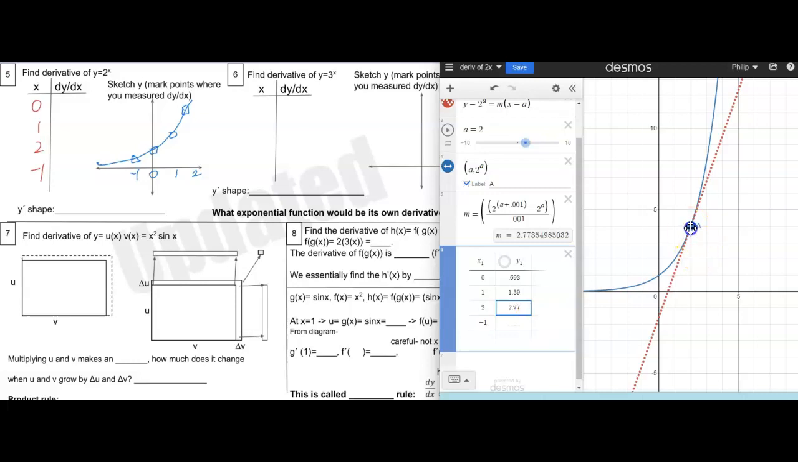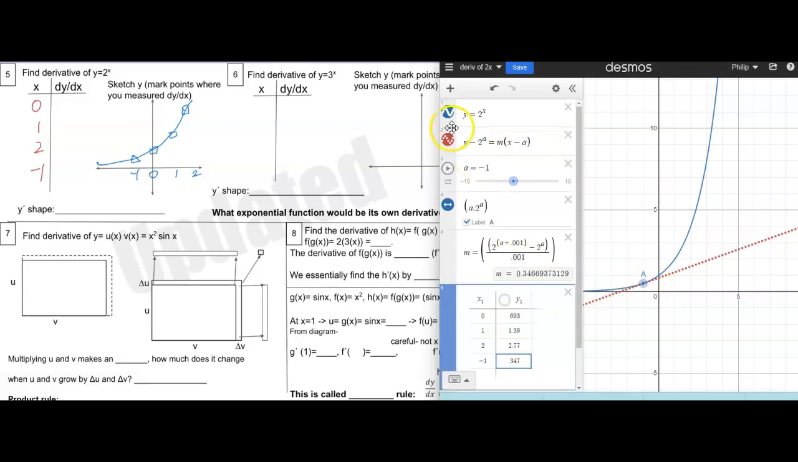Okay, and then finally we're going to move it over here at x equals negative 1. We're expecting to see a very small slope, 0.347. So here we'll put 0.347.